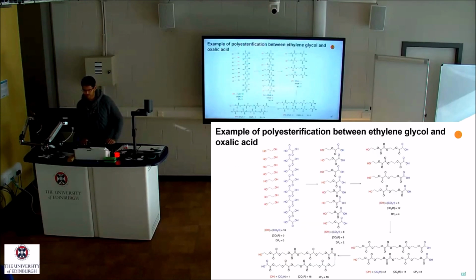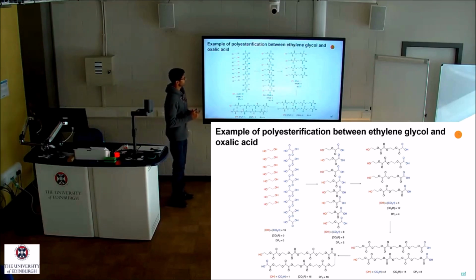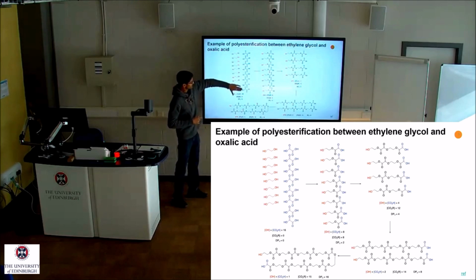So here I would like to show you one of the typical examples of polyesterification, by taking monomers, which are ethylene glycol and oxalic acid, right? Just to tell you what is the difference with the chain growth polymer that you have studied before. For example, here you take 8 molecules of dialcohol and 8 molecules of diacid.